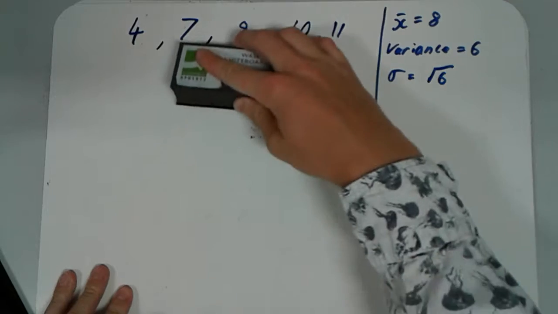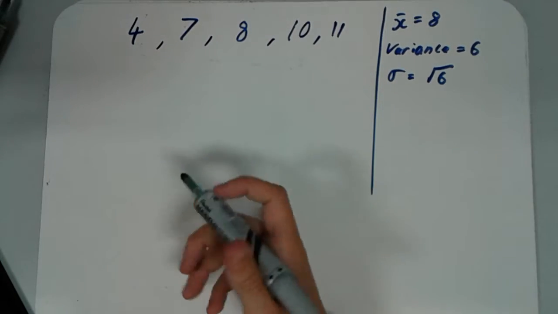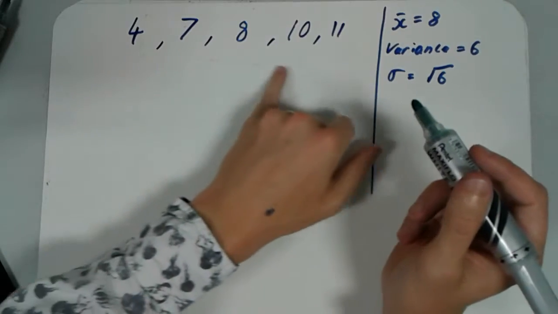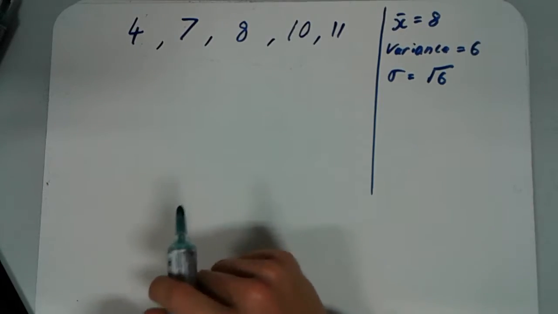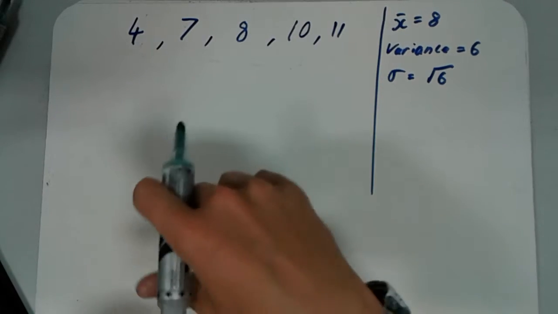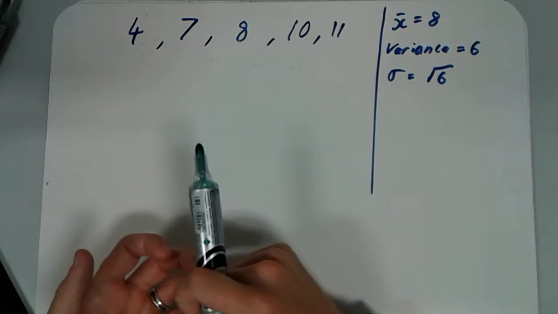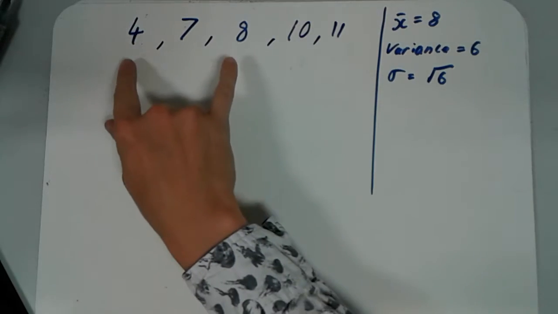Okay, so what is coding? Coding is where we add, subtract, multiply, or divide all of our numbers by the same thing. So we apply the same formula to all of our numbers. We might do this if all of our numbers are extremely high or extremely low, to make them more manageable numbers. Computers can work much better with stuff like this.